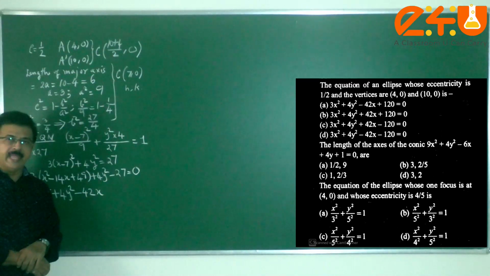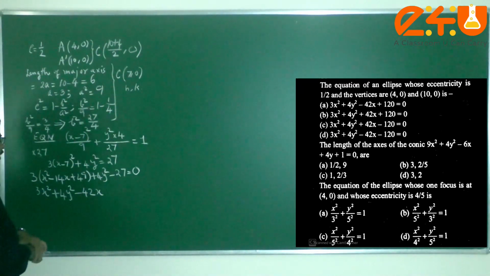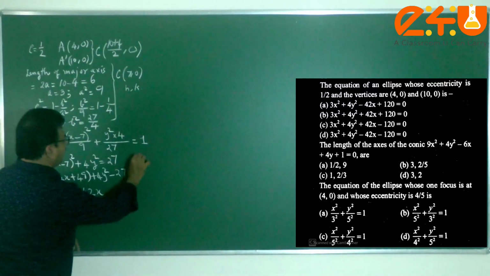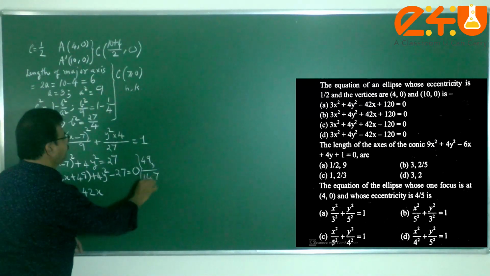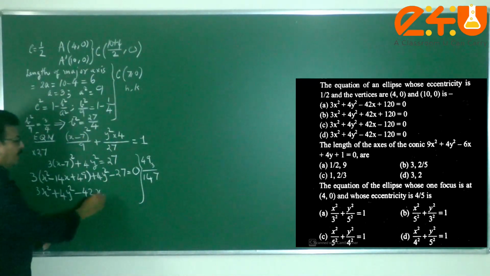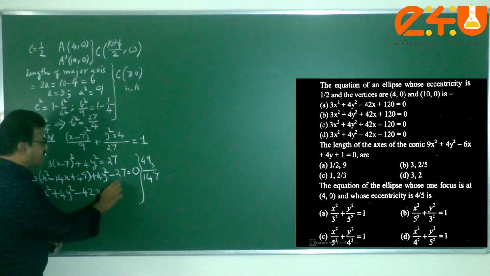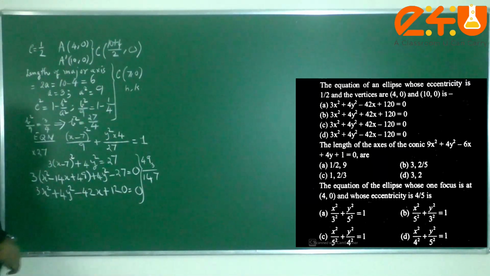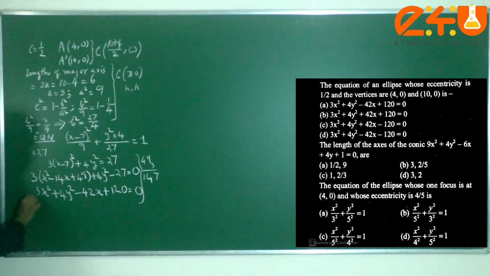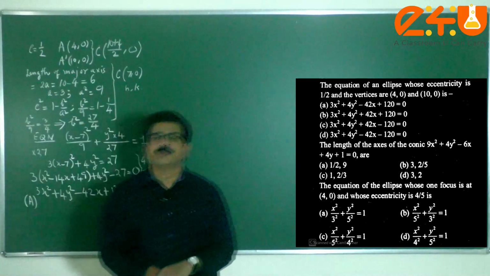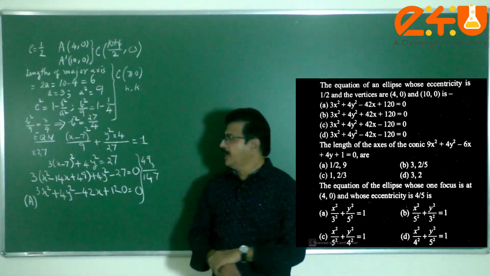Minus 42x is also available in options A and D. Then what else is the deciding factor? The constant. So we have to work out the constant. 49 times 3 gives 147. So you get a positive constant. 147 minus 27 makes 120, the constant term. So option A gives the exact answer for the question.